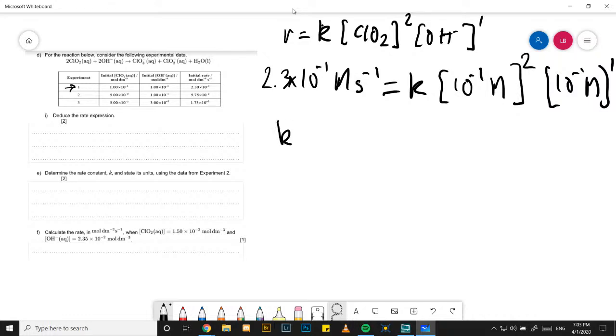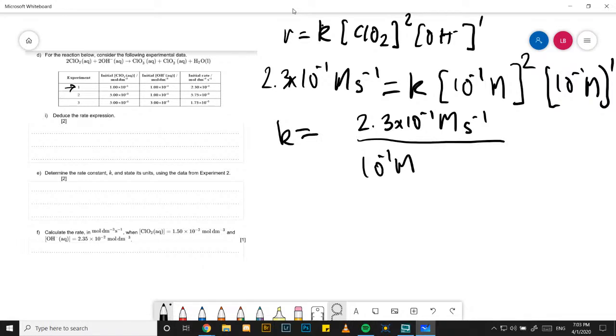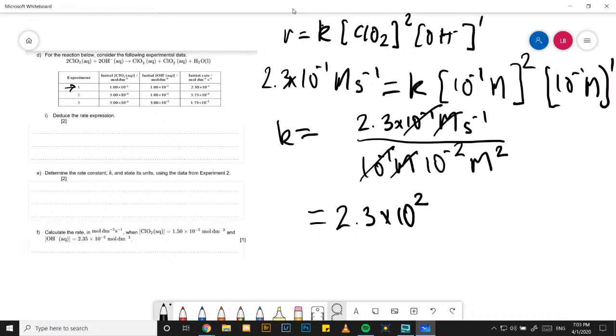If I solve for k by taking all of these concentrations to the other side, dividing through by them, I'll get 2.3 times 10 to the negative 1 moles per second over 10 to the negative 1 moles times 10 to the negative 1 squared, which is 10 to the negative 2 moles squared. So the moles cancel out, the 10 to the negative 1s cancel out, and what you're left with is 2.3 times 10 to the 2, m to the negative 2 s to the negative 1.